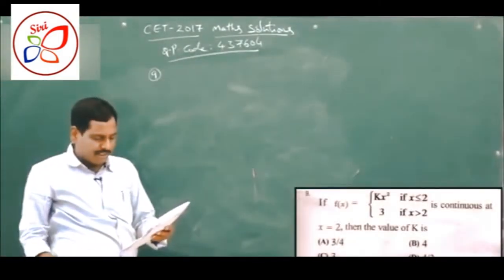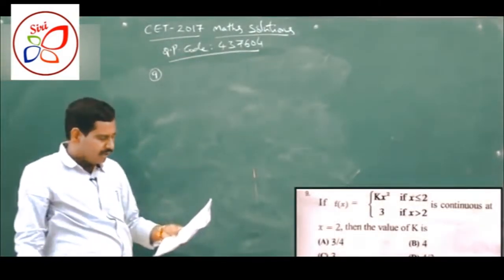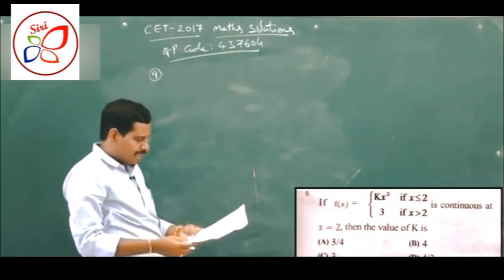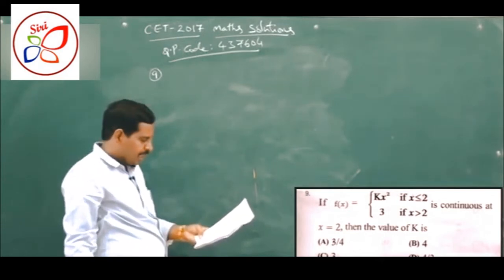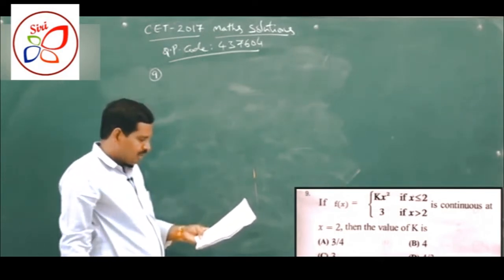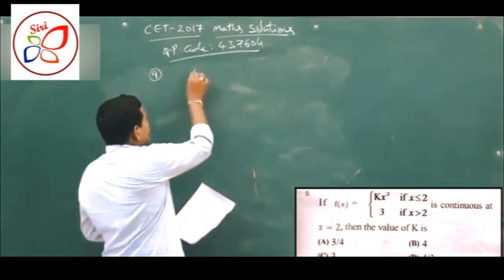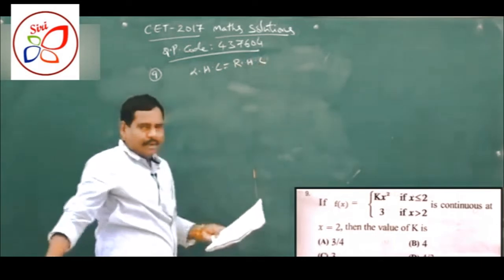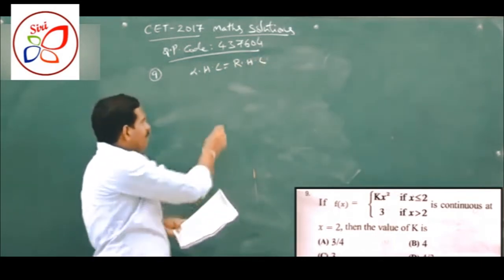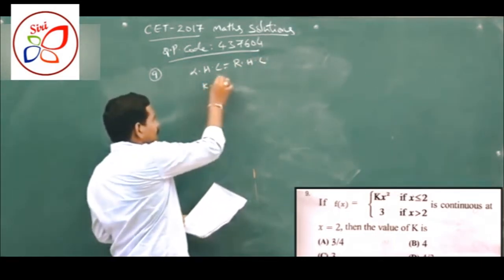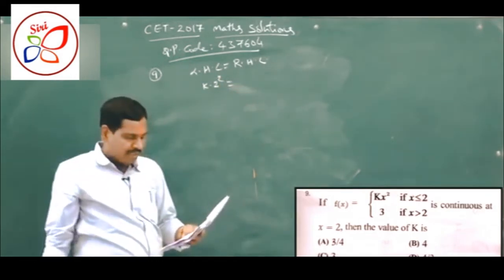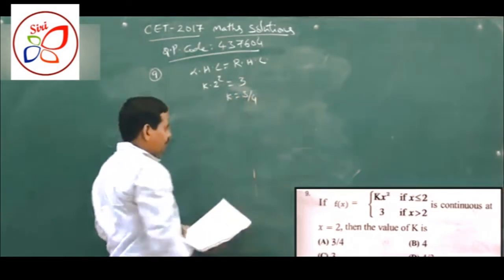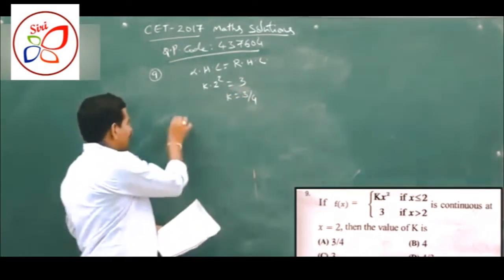Question number 9. This is from continuity. f of x is given in two cases. First one is x less than or equal to 2 and second case x more than 2. At x is equal to 2, if it is continuous, what is the value of k? It means left hand limit is equal to right hand limit. Left hand limit value k into x value 2, so k into 2 square is equal to right limit, which is 3 given, so k becomes 3 by 4. So option is A.